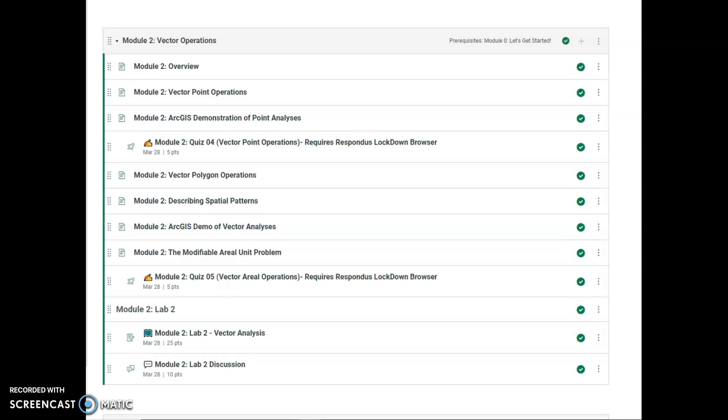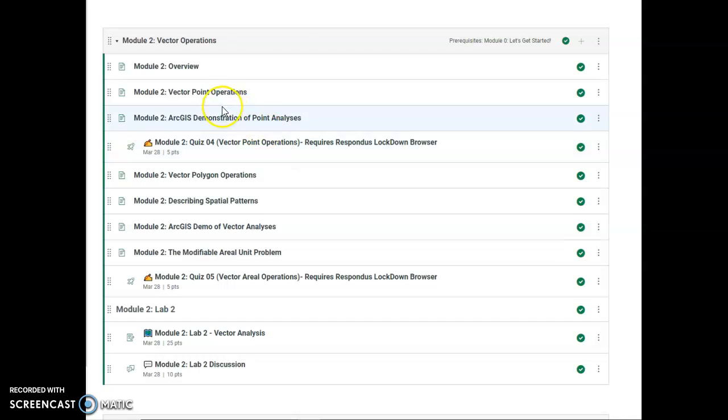As you can see here, we're going to be talking about vector operations in this module. A vector, a point, line, or polygon, is one of the most common types of data models that are used in ArcGIS. And so here we're going to talk a little bit more about ways in which, when we have points or polygons specifically, you can do different operations to find out more information about the data that you have.